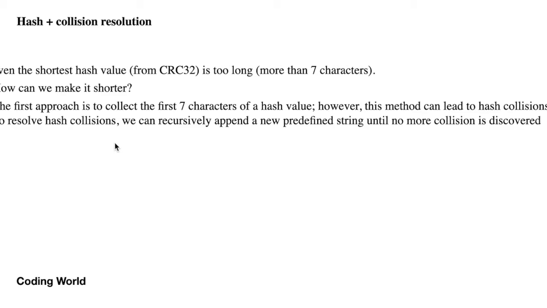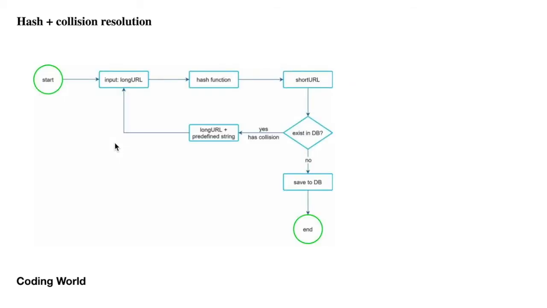I will show you the data flow diagram of that hash collision. If you start with the long URL, you pass it to the hash function. It will return a short URL. We will check whether it is a duplicate, or whether it is already present in our DB. If it is present, then again we will attach some character or some string in front of or as a postfix to the long URL, and we will return that long URL back, and it will come back to the hash function, and then it will generate the short URL.